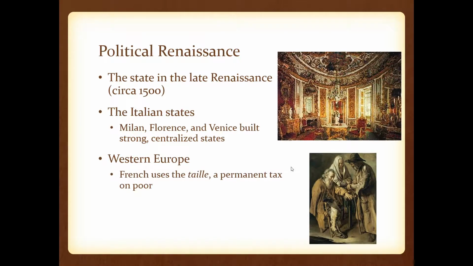In France, you have the beginnings of the government using a taille, or a permanent tax on the poor. You have the first of these income taxes, and the only people that really pay these taxes are the poor, or those that really can't afford to pay. And so the beginning of the French aristocracy is built upon the backs of the poor, and in no way will this end poorly for the French. More foreshadowing.